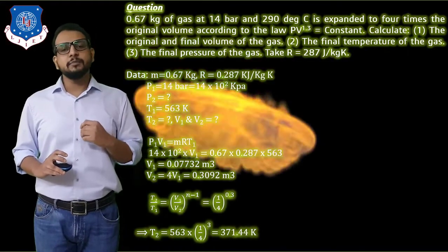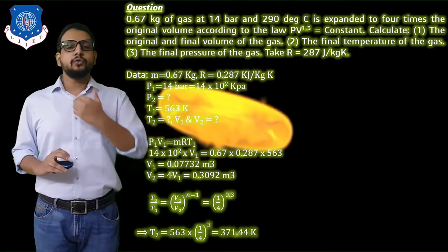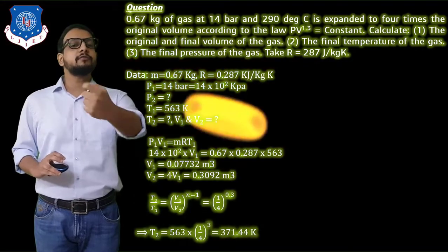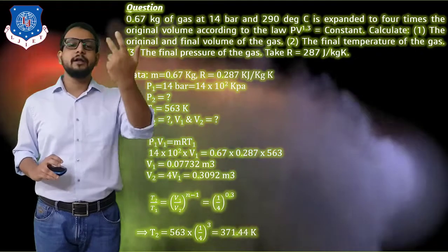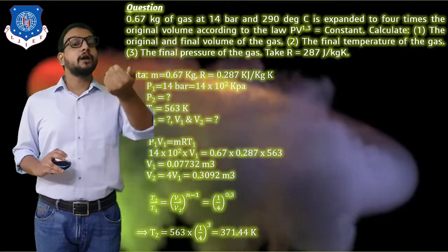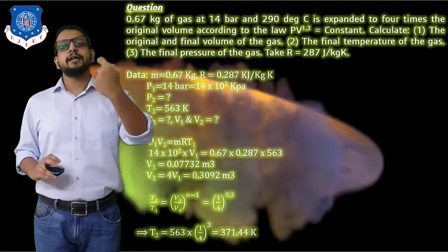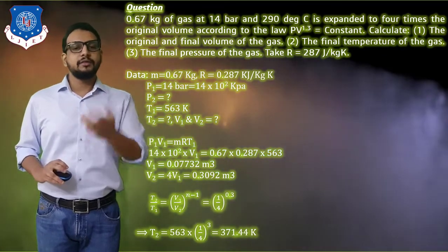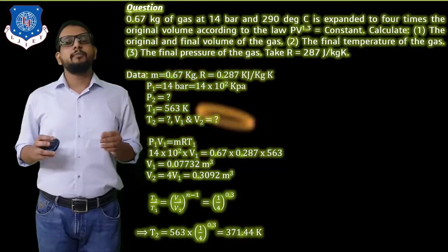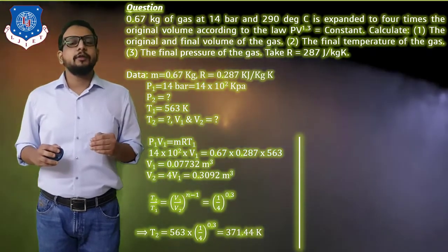So making T2 as a subject, we can write T2 is equal to 563 into, now over here what I have done, I have directly kept V2 is equal to 4 V1. So we can say that V1 in numerator and denominator can be cancelled out. So the final equation can be written as 1 upon 4 raised to n minus 1, that is 1.3 minus 1, that is equal to 0.3. So final answer of T2 is equal to 371.44 Kelvin.